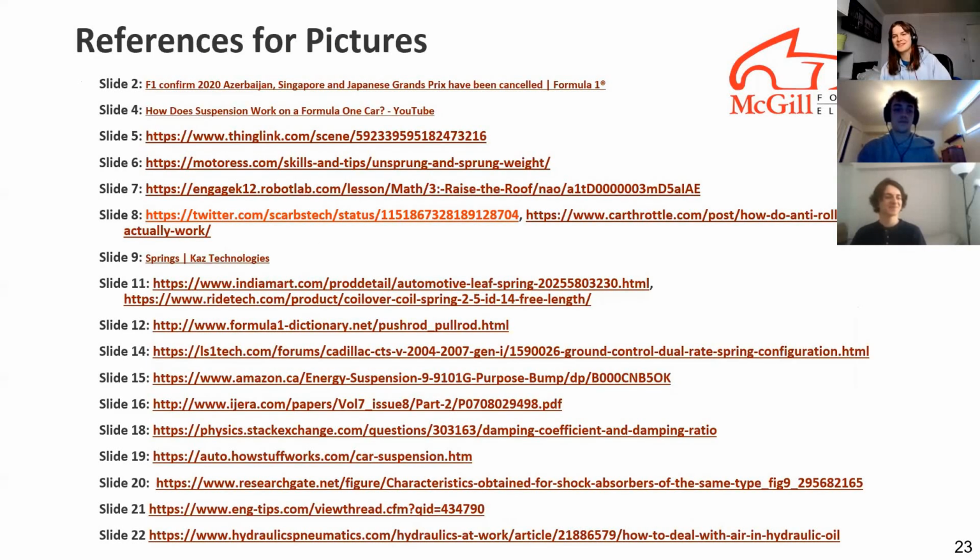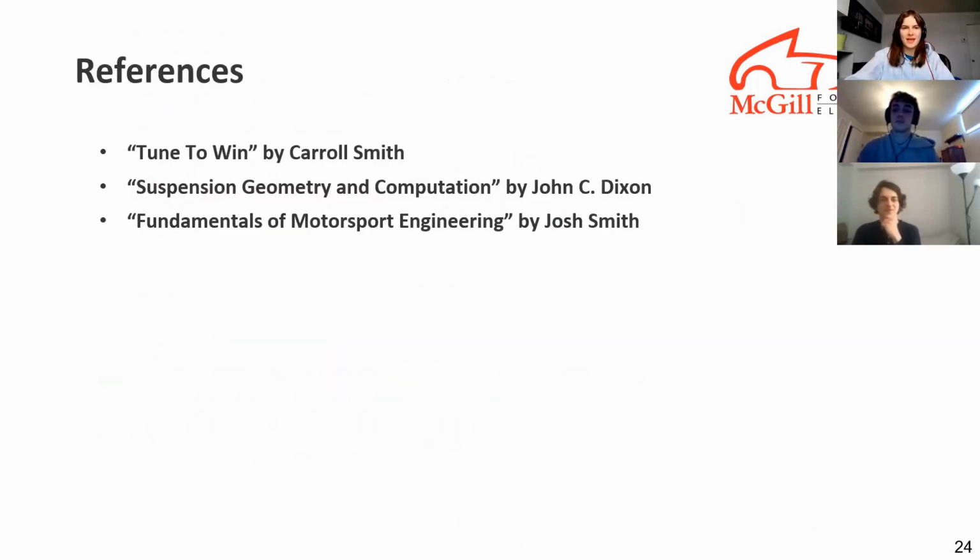So thank you guys for this presentation. We learned about ride dynamics, about springs, about dampers. And if you guys want to learn more about cars and different subsystems of the cars, I really encourage you to read Tune to Win, Suspension, Geometry and Computation, and Fundamentals of Motorsport Engineering.